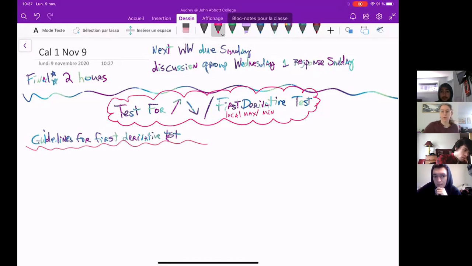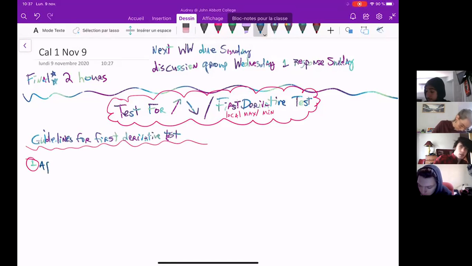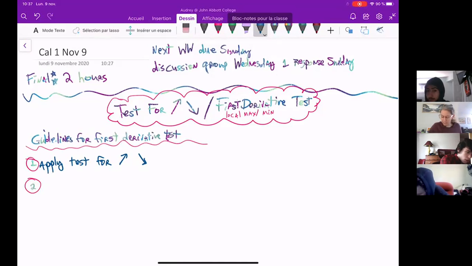Okay, so guidelines for the first derivative test. We saw last class that the first thing that we do is we actually apply the test for increasing, decreasing. Then we said that it is important every single time to make sure that your critical values are not discontinuities. Make sure that you don't have a vertical asymptote there or a removable discontinuity. So we're going to be sure to label any discontinuities from f prime of x does not exist.